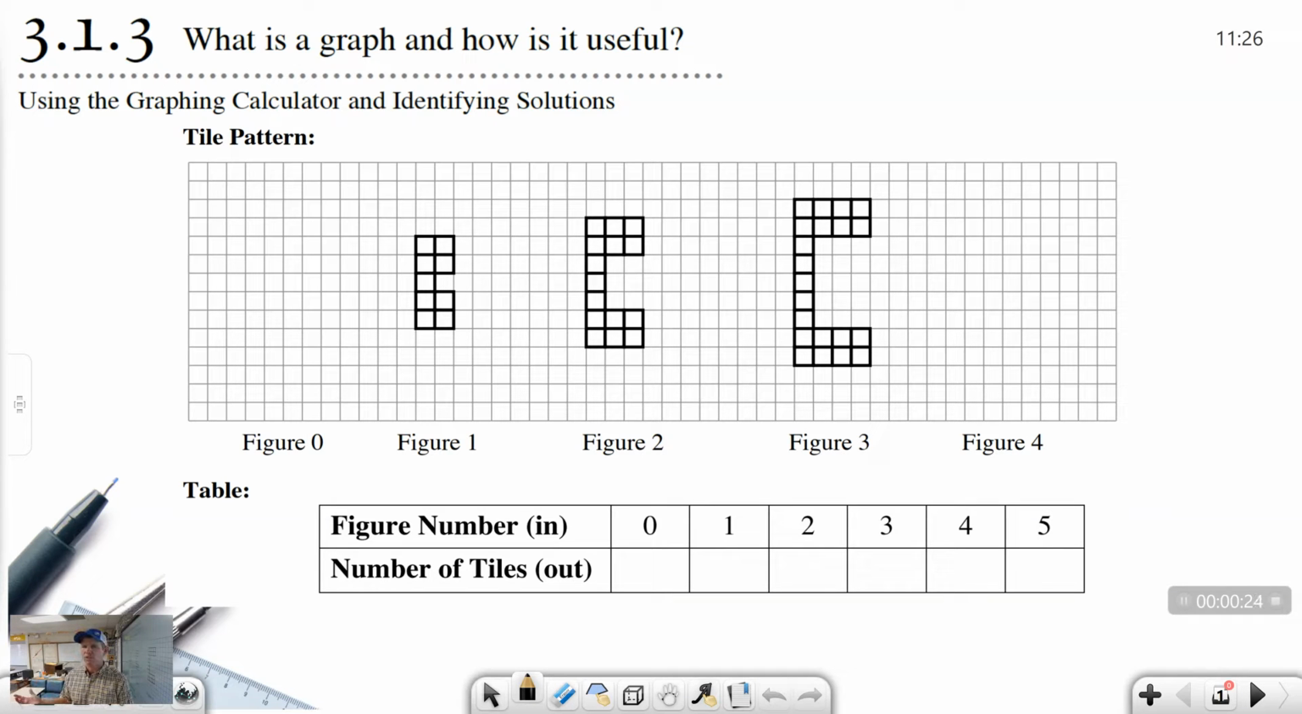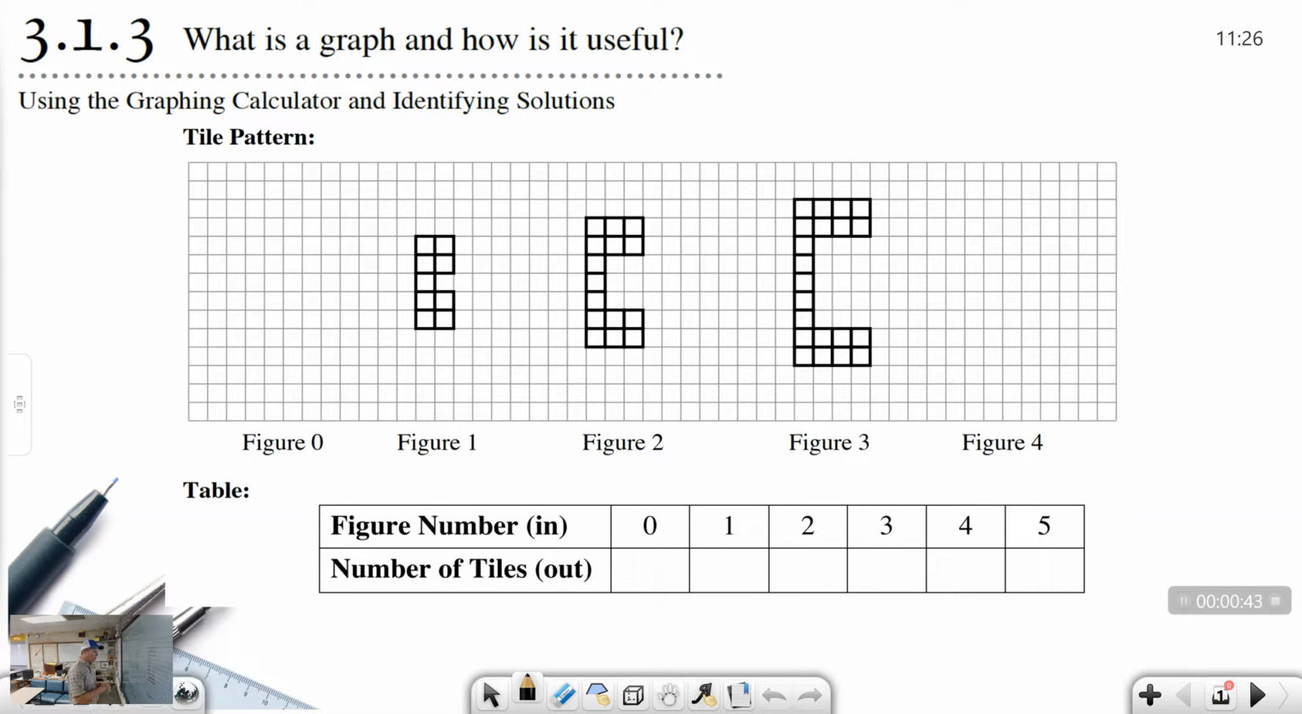It's very similar to John's Giant Redwood, but with John's Giant Redwood we were just going from a table to a rule, and now we're going to start with this tile pattern and come up with a table. So what we want to do is start by observing the tile pattern.